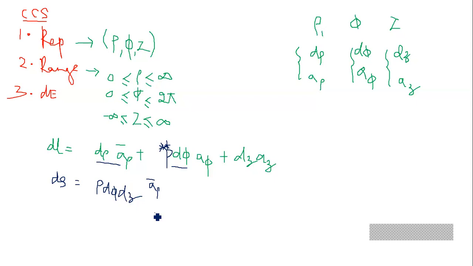If you want a phi, then you should discard this a phi term and multiply only these two, d rho and dz. Then you will get the term d rho dz.